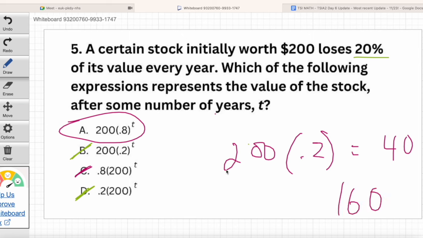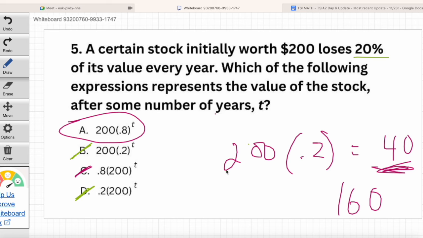Which is what we got when we plugged in a 1 for T to answer choice A and answer choice C. But that also just feels reasonable, right? It's originally $200, but it goes down 20%. Sometimes a little less than 200, 160 works perfectly there. So if we multiply 200 times 20% or 0.2, we calculate the decrease. Then you have to subtract that decrease from the original value to get what you're left with. Does that make some sense?